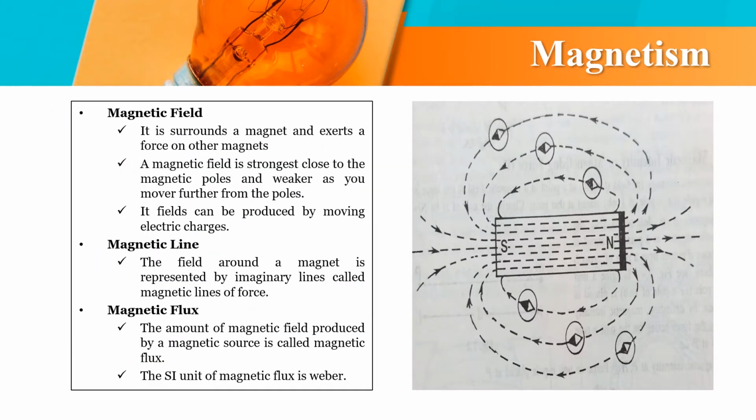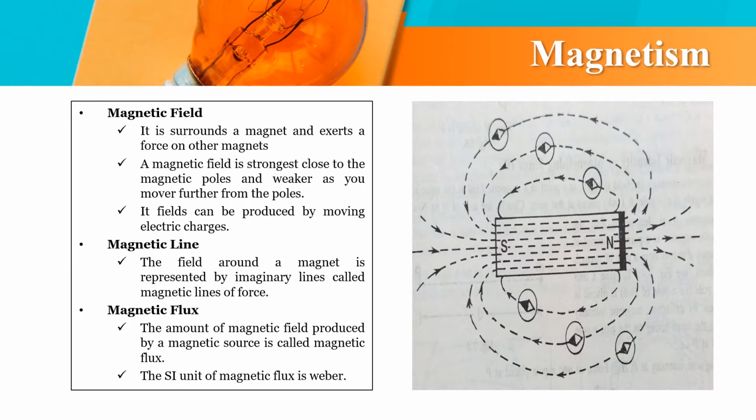Magnetic field. It surrounds a magnet and exerts force on other magnets. A magnetic field is strongest close to the magnetic poles and weaker as you move further from the poles. Magnetic fields can be produced by moving electric charges. Magnetic lines. The field around a magnet is represented by imaginary lines called magnetic lines of force.